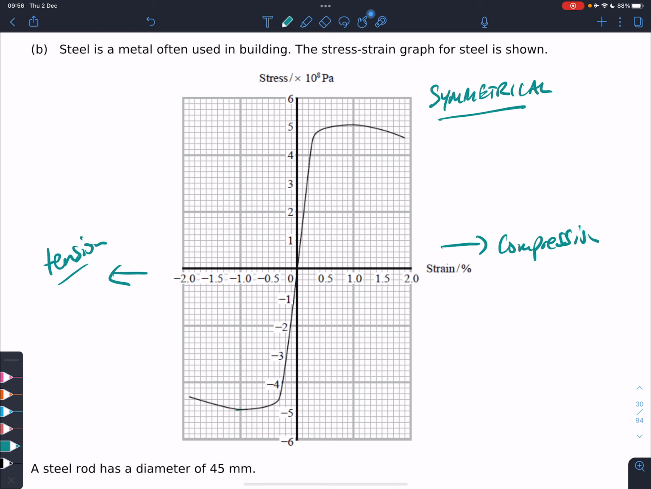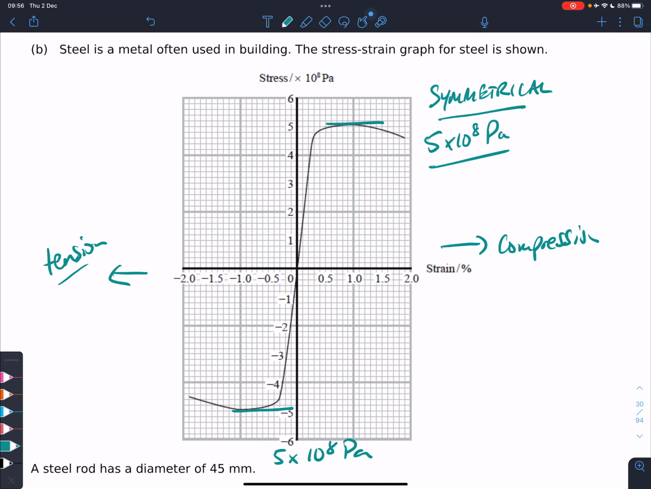It's got a kind of yield point, or the maximum safe stress, of around 5 times 10 to the 8 pascals, which is quite a lot actually. It's a lot of pascals, and this is about 5 times 10 to the 8. So it's pretty symmetrical, which is kind of nice.